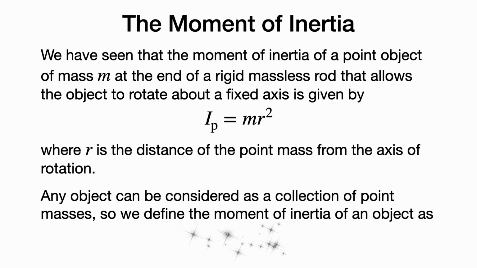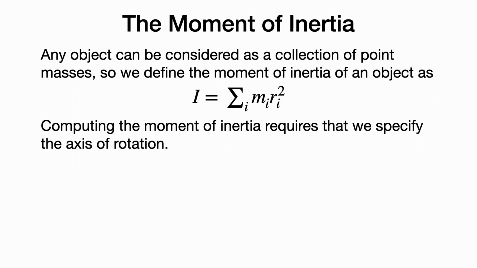Now, any object can be considered as a collection of point masses. So we define the moment of inertia of an object as a sum over all the point masses that make up the object, with each mass multiplied by the square of the distance from the rotation axis. Computing the moment of inertia requires that we specify the rotation axis.